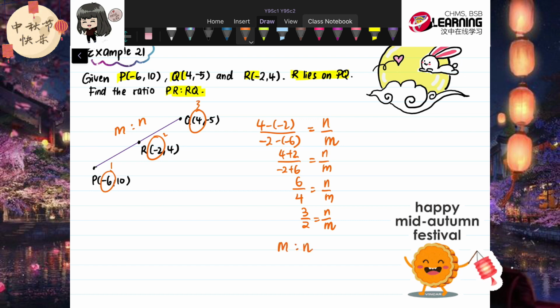Or M to N is 2 dot dot 3. Okay, N to M is 3 to 2. Your M and N will be 2 to 3. Okay, it's either these two.